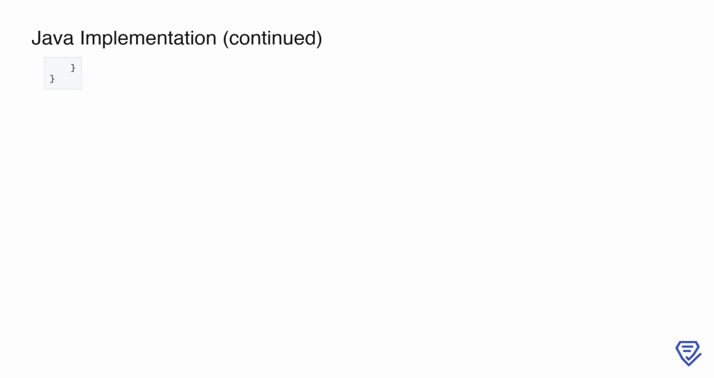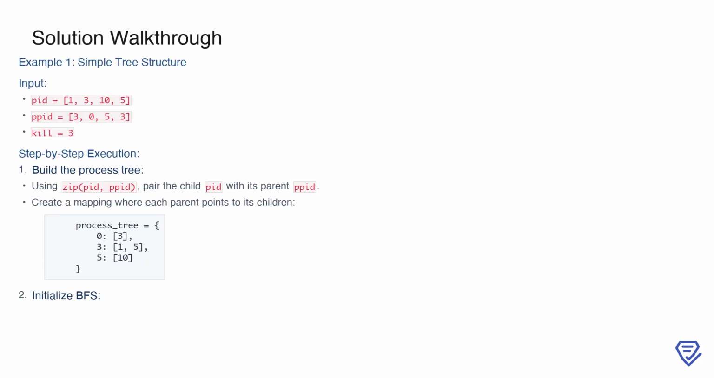Finally, once the BFS traversal is complete, the to-kill list contains all the process IDs that need to be terminated, including the parent process and its descendants. This list is then returned as the result, effectively solving the problem by identifying all processes that should be stopped in a cascading manner. This approach ensures that we efficiently handle the parent-child relationships and terminate all necessary processes in a systematic way.